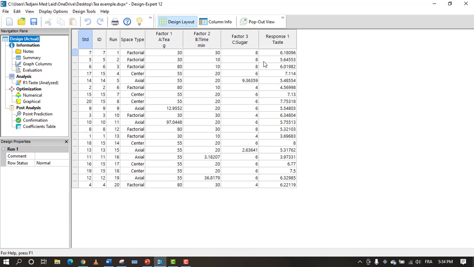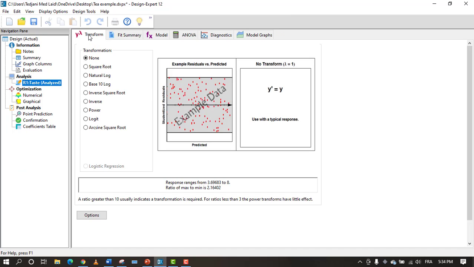So after constructing your design and collecting all the data and writing it in the software, you have to go to analysis. The first step in analysis is transform. If you have a ratio greater than 10, it usually indicates a transformation is required. Here in our case, we have a ratio of 2.116, which is not greater than 10, so we don't have to use any transformation here.